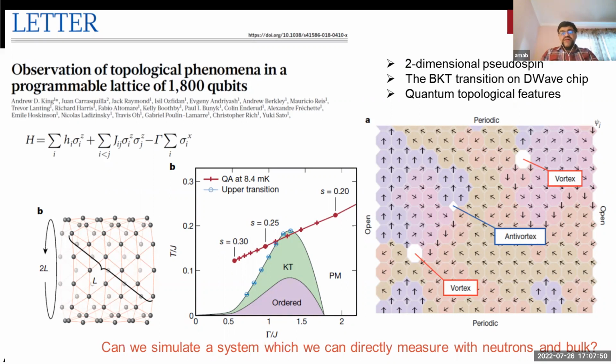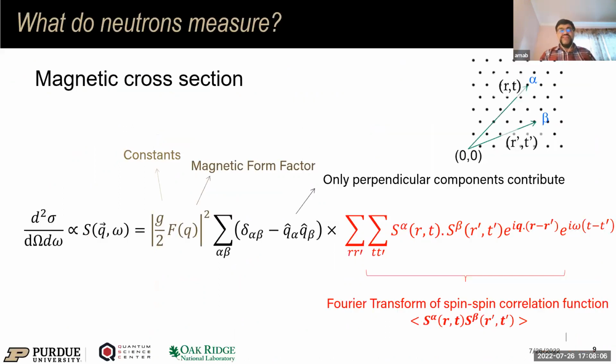Then the question that I was trying to ask is, can we simulate a system which we can directly measure, can we simulate a system which we actually measure with neutron scattering or do some bulk susceptibility measurements? So since I'm an experimentalist, that's the question I started asking.